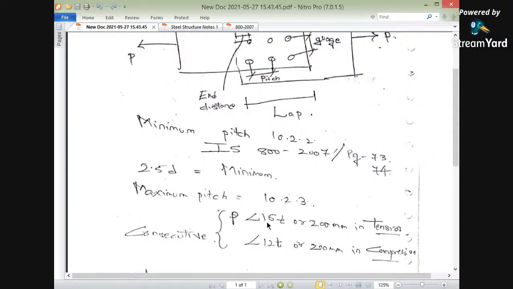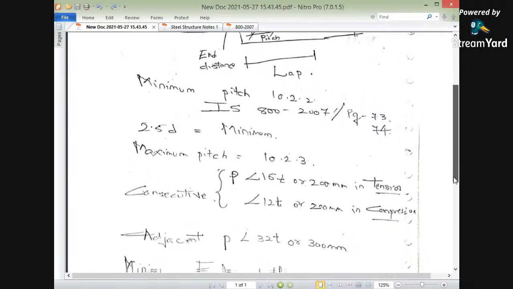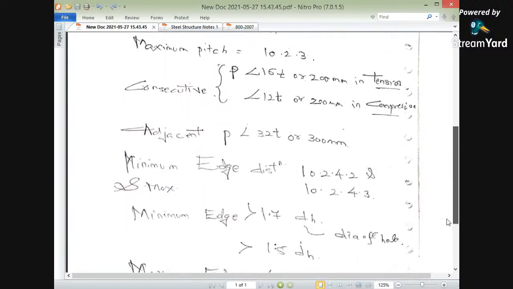The pitch value should be 16 times T, where T is nothing but the thickness, or 200 mm in tension members, and 12 times T, where T stands for the thickness, or 200 mm in compression members. So this is nothing but the maximum pitch value.